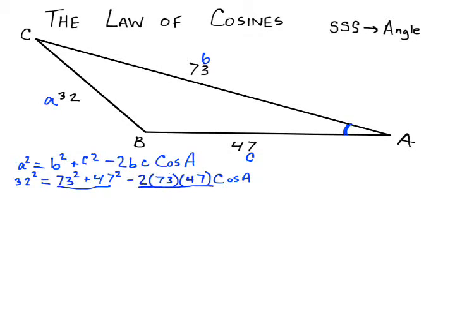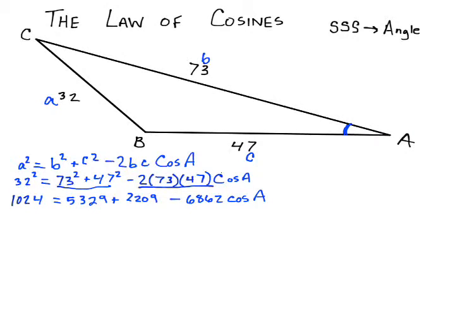So let's start by doing all of the multiplying. 32 squared, that's 1,024. 73 squared is 5,329, according to my calculator. 47 squared is 2,209, minus 2 times 73 times 47, which is 6,862 times the cosine of A.